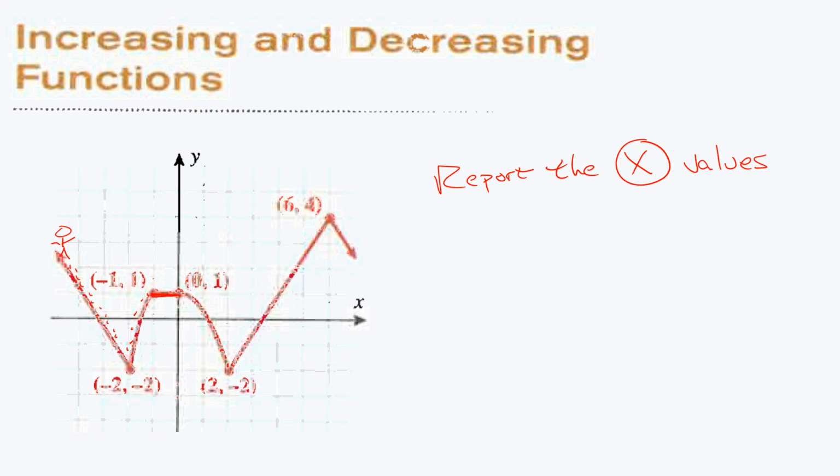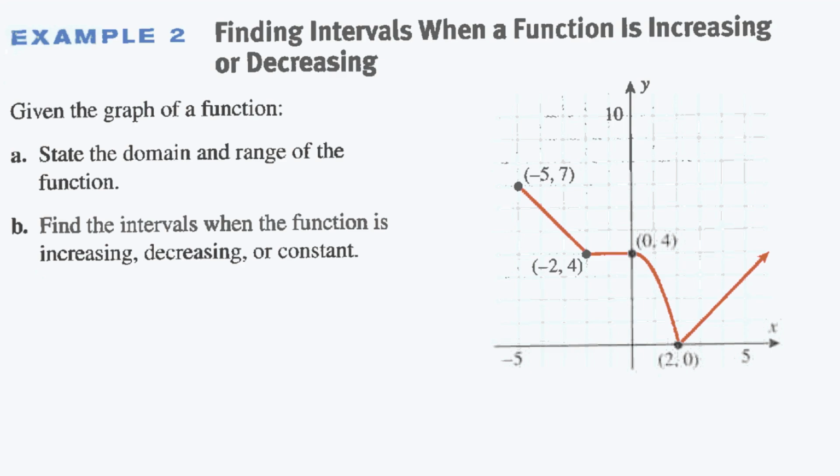All right, so I want to know what x values am I going downhill. For this one, I'm going downhill from -1 to -2, the x values. I'm going uphill from -2 here to an x value of 0. So when we talk about increasing and decreasing, even though we're talking about up and down, we never write down the y value.